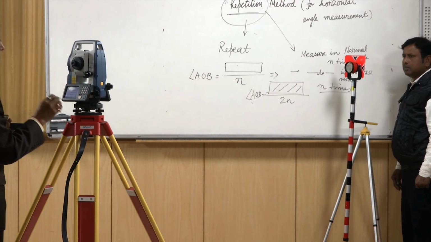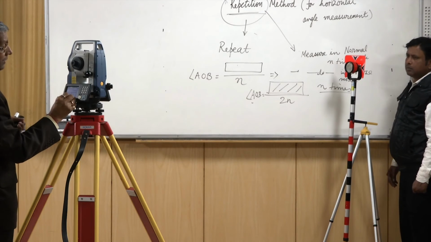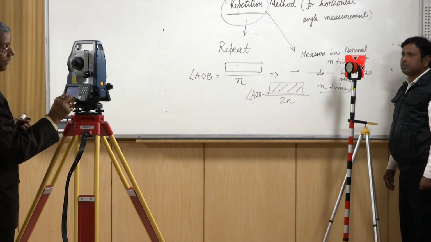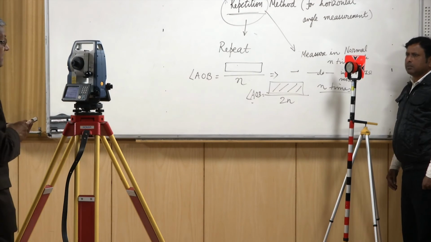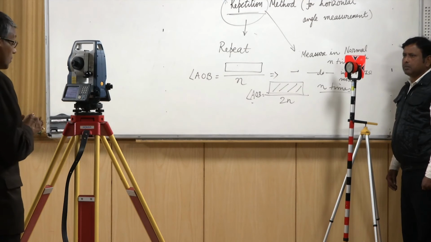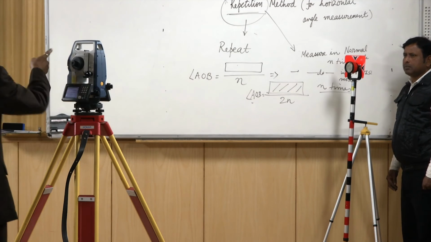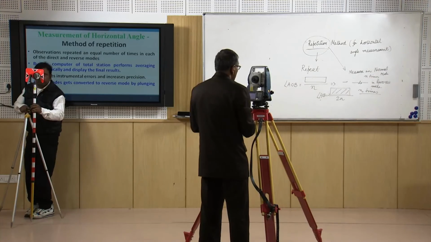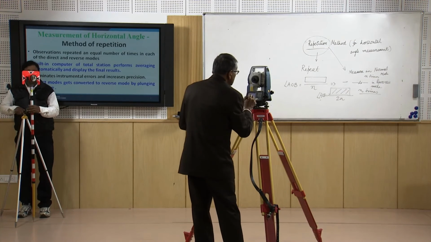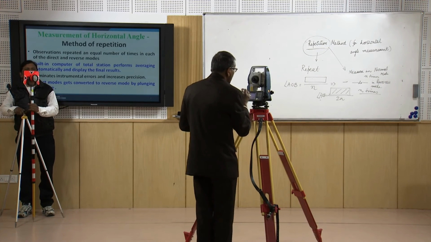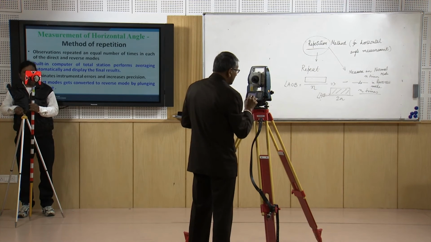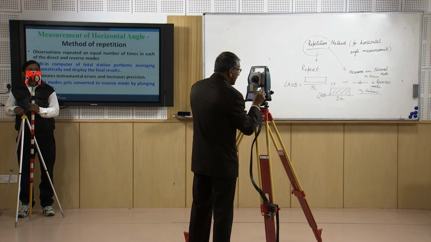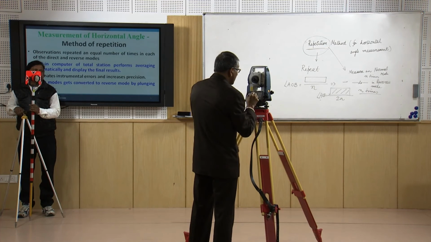Now what we have to do in this: this is phase 1, we will go to phase 2 and note down this angle, 96 degree 27 minute 11 second. Now I will take this and set it here, 97.26.